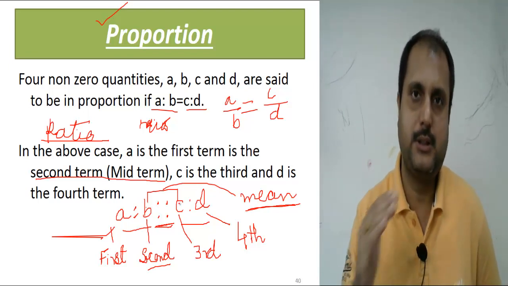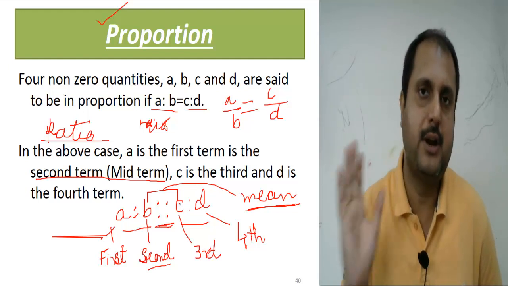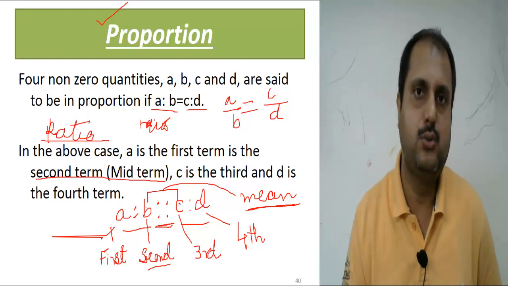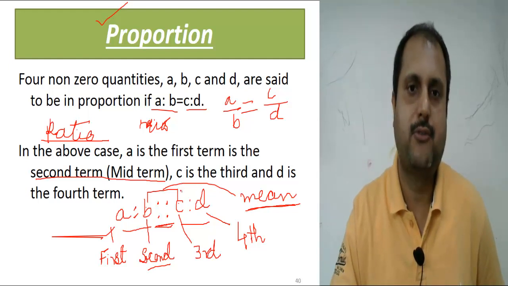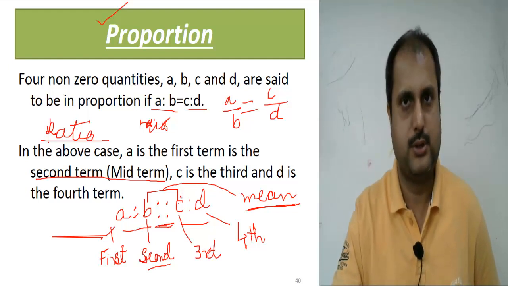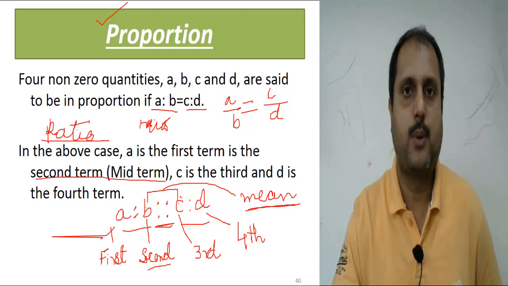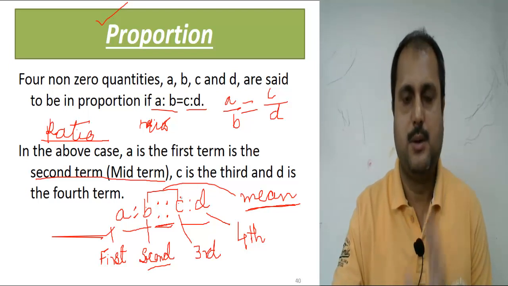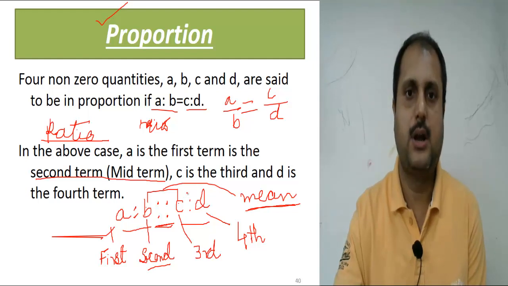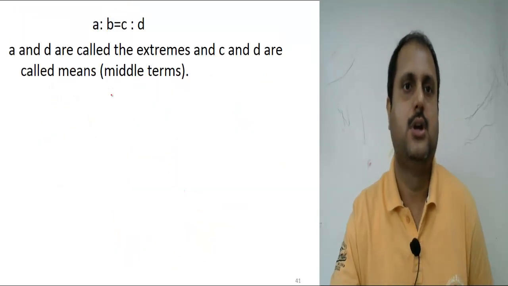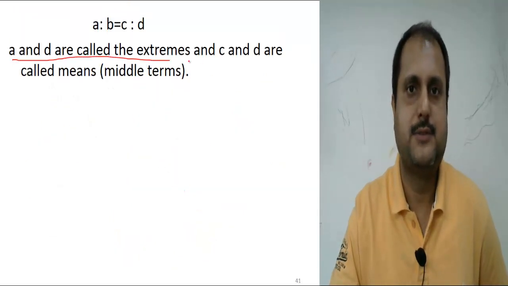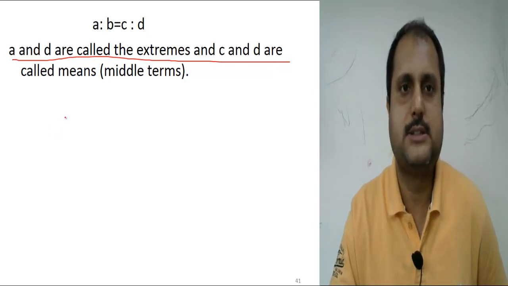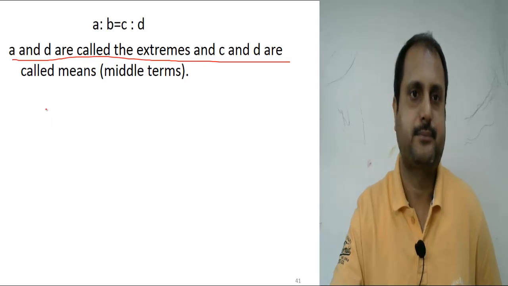This concept will be frequently asked in the examination, and will be frequently used for solving different questions of ratio and proportion. Frankly speaking, the questions are very easy, but the basic understanding should be clear, only then you can solve the question. Here the same thing is repeated: A and D are called the extremes, and B and C are called the means.